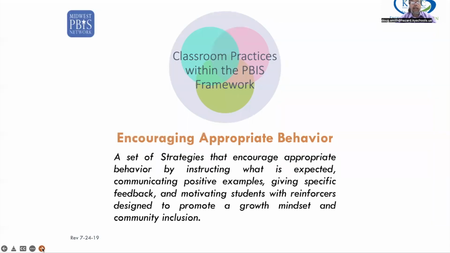Next thing we want to look at is encouraging appropriate behaviors. When we encourage appropriate behavior, we instruct what is expected, communicate positive examples, give specific feedback, and motivate students with reinforcers. Now, I've seen some examples. I know some of us are just starting back to school. Some of us may not be in school as of yet, but it's getting close.